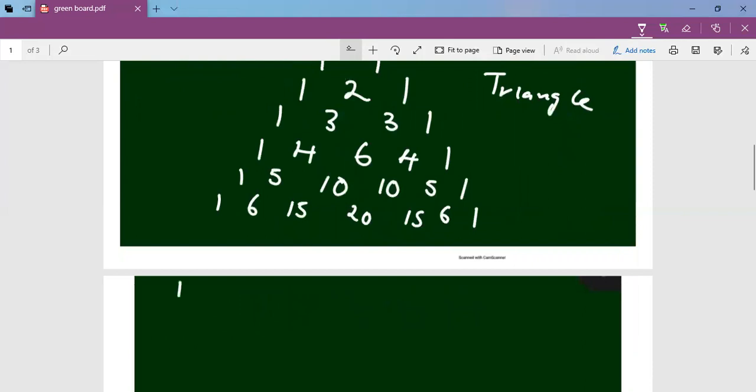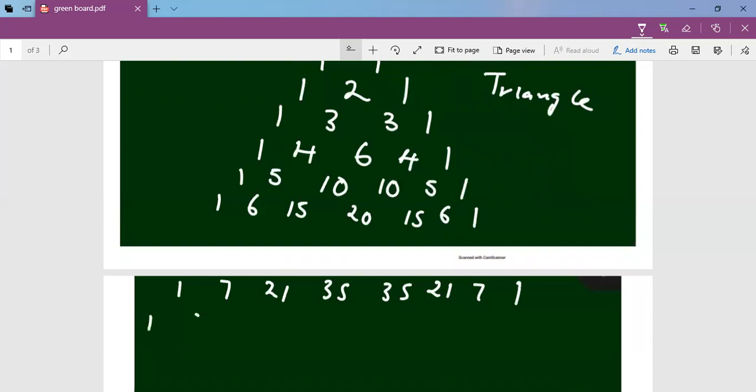You have got 7. You have 21. You have 35 here. Here equally there is 35. There is 21. We have got 7 and 1. Maybe we can do the last one. So you have got 1.